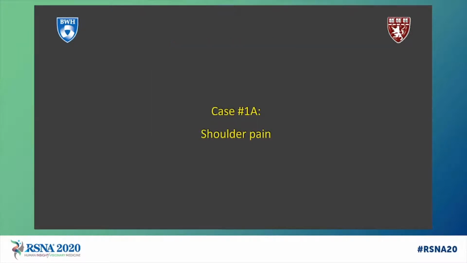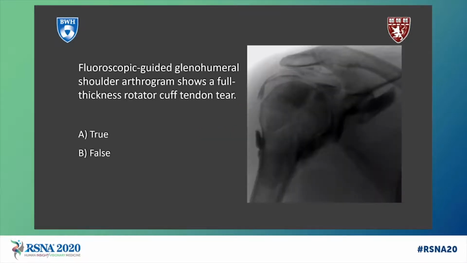So we'll go through a few cases. So this first case is a patient with shoulder pain. So in the image to your right, we'll answer this question, true or false. Fluoroscopic guided glenohumeral shoulder arthrogram shows a full thickness rotator cuff tendon tear.